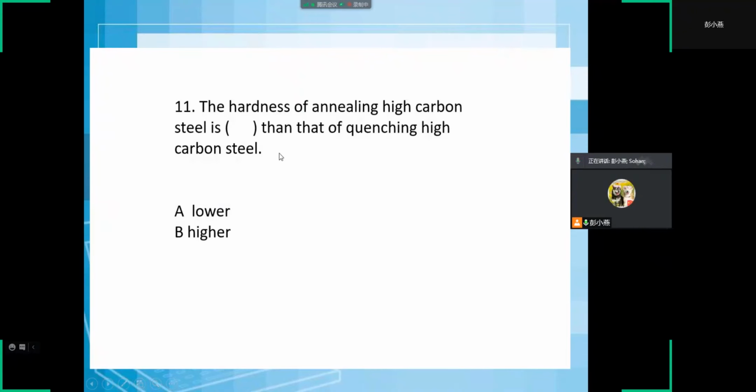Okay, and that's all for today. Next class, we will learn Unit 2, the strengthening of metal elements. Okay, let's stop now.